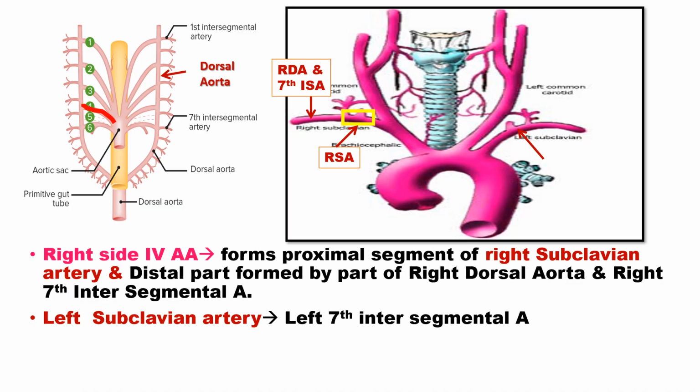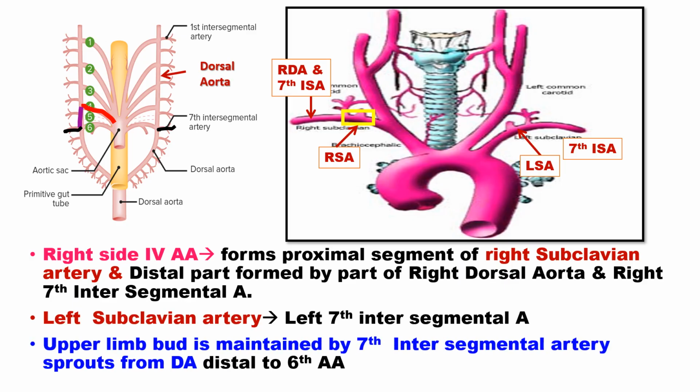That is, the proximal part of the right subclavian artery is derived from the fourth aortic arch artery. The second component is derived from the right dorsal aorta, and the third component of the right subclavian is derived from the right seventh intersegmental artery, whereas the left subclavian artery is totally derived from the left seventh intersegmental artery. The upper limb bud is therefore maintained by the seventh intersegmental artery, which sprouts from the dorsal aorta, and this seventh intersegmental artery lies distal to the sixth aortic arch artery.